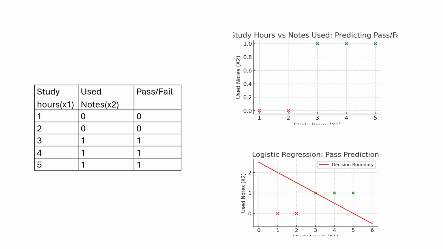We can see that the red colored dots represent the fail and the green colored dots represent the pass. This is the graph between study hours versus notes. Now we are going to use a logistic regression process to predict the pass mark.